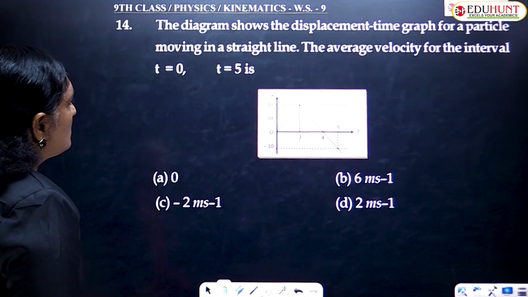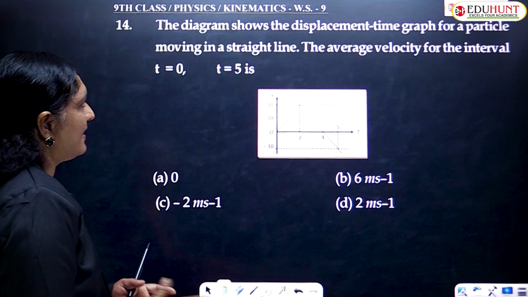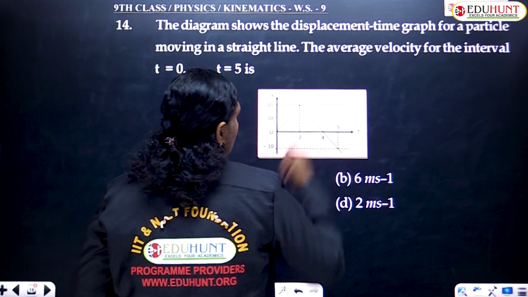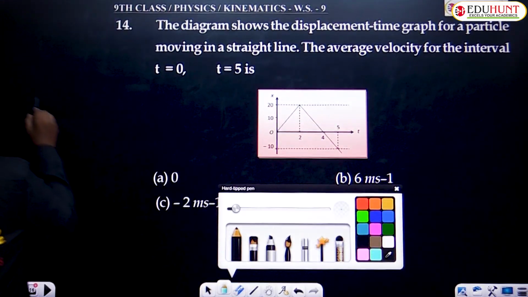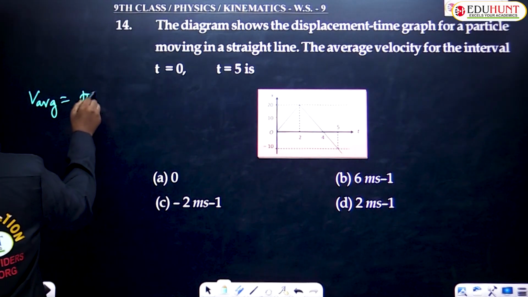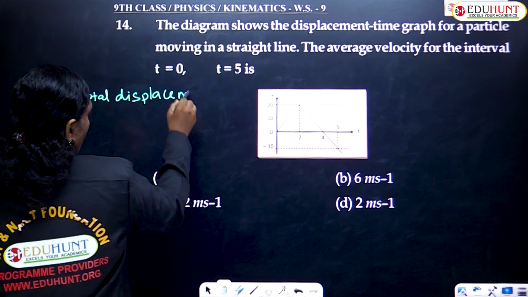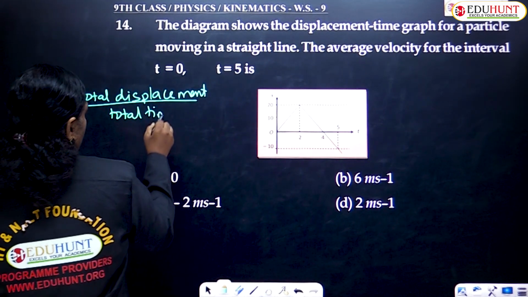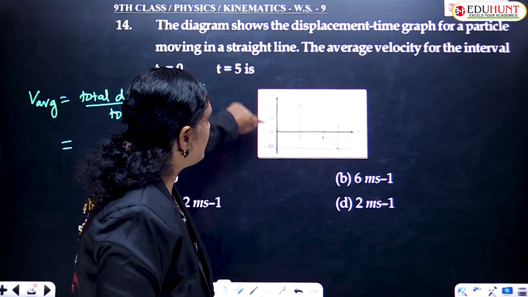Next, the diagram shows the displacement time graph for a particle moving in a straight line. The average velocity for the interval between t equals 0 to t equals 5 is. Children, we know that the average velocity is given by total displacement by total time. V average, average velocity equals total displacement upon total time taken. So total displacement from here to here, what is the total displacement, children?